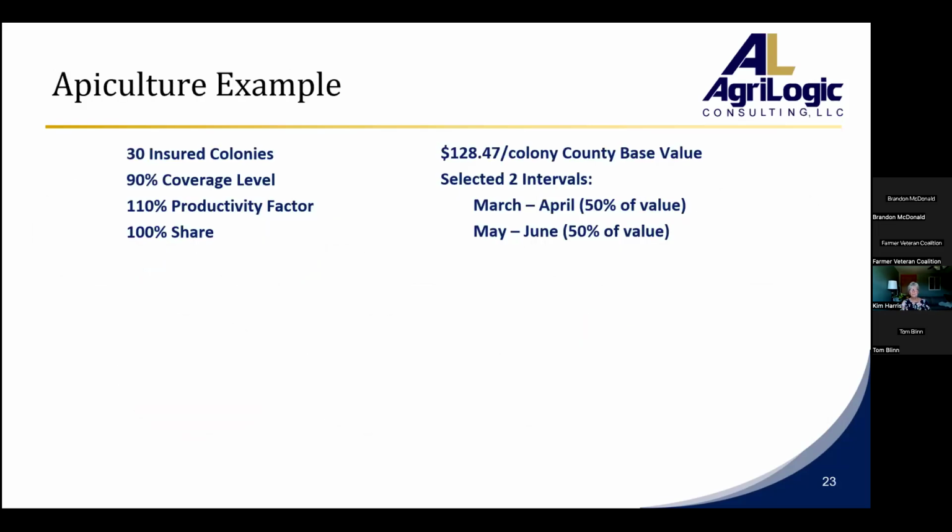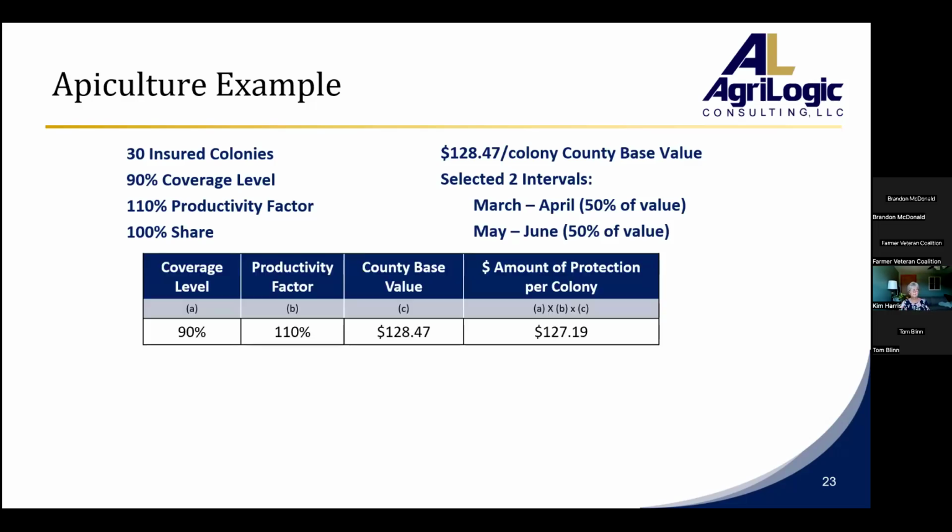So we're going to walk through an apiculture example. In this example, the grower has 30 insured colonies. They selected the 90% coverage level, and the colonies are a little above average, so they selected a 110% productivity factor, which raises that county base value of $128.47 that was published by RMA. They have 100% share in the crop, and they selected two intervals. They selected March, April at 50% and May, June at 50%.